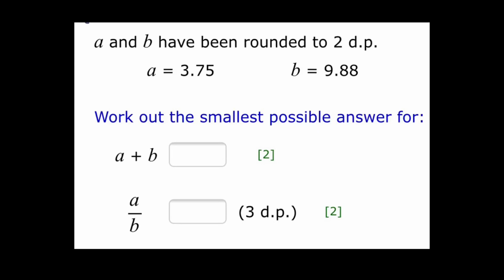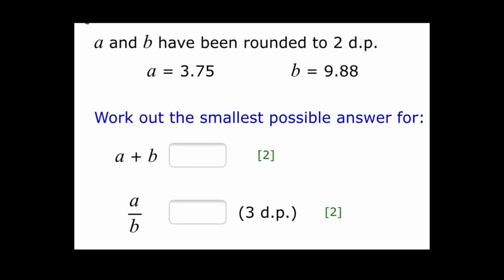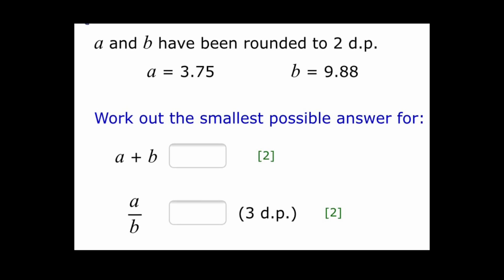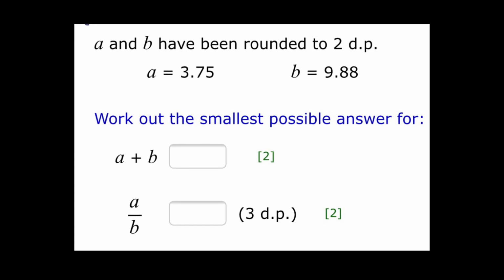A and B have been rounded to 2 decimal places. A is 3.75 and B is 9.88. Work out the smallest possible answer for A plus B and A divided by B. Now before we find out the answer, we need to figure out two things.